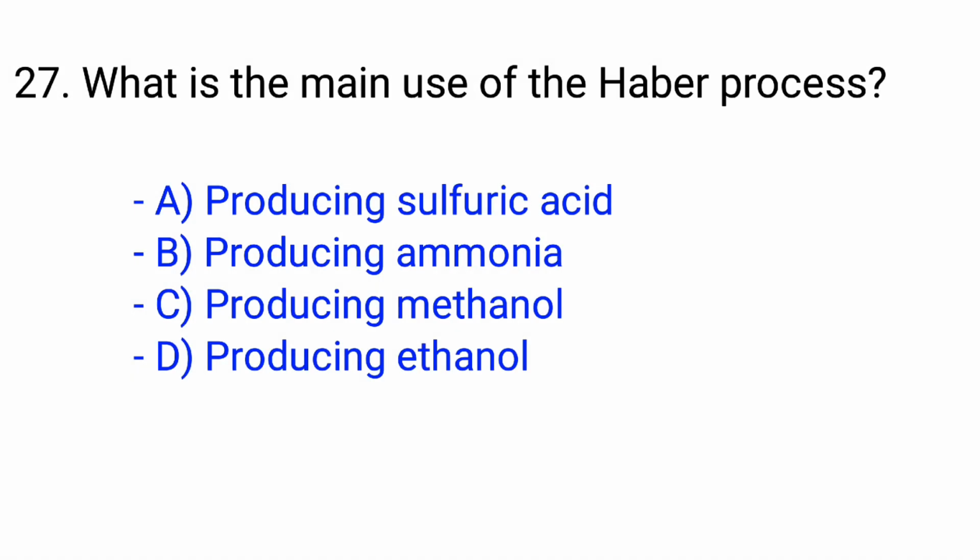Question number 27. What is the main use of the Haber process? Option A. Producing sulfuric acid. B. Producing ammonia. C. Producing methanol. D. Producing ethanol. The correct option is option B. Producing ammonia.